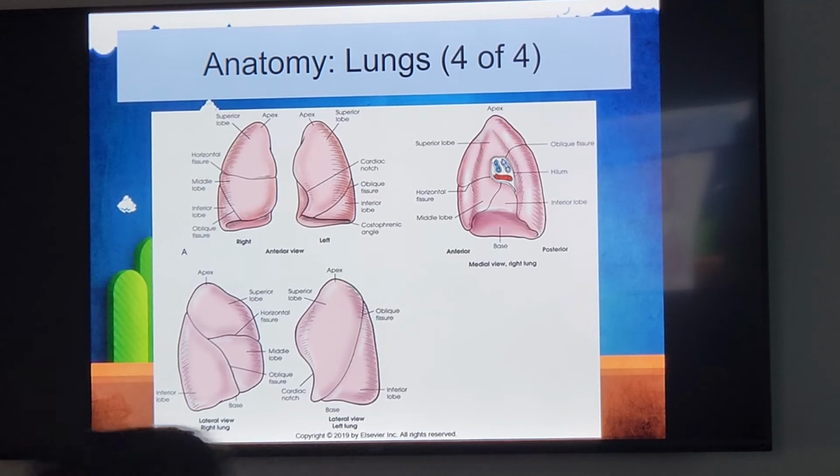So there's the apex of the lungs right at the top. And our costophrenic angle right here in this corner. The right lung has three lobes: superior, middle, and inferior. And the left has just the superior and inferior.